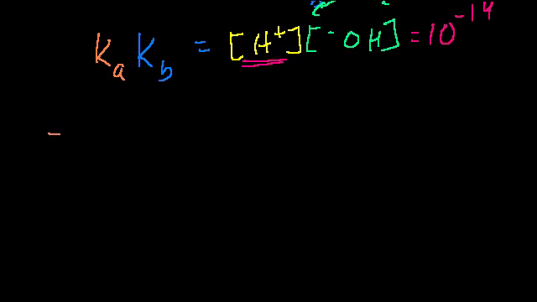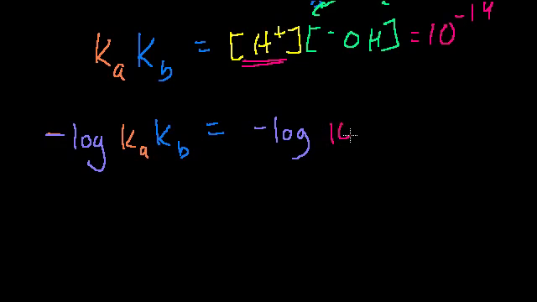So you get the minus log, of course it's base 10, of Ka times Kb is going to be equal to the minus log of this, which is equal to the minus log of 10 to the minus 14. So what is this equal to? The log of 10 to the minus 14 is minus 14, because 10 to the minus 14th power is equal to 10 to the minus 14. You take the negative of that, so this becomes 14. So the right-hand side of your equation just becomes 14.